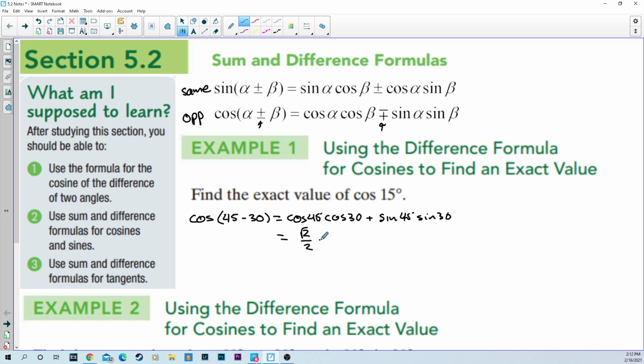Cosine of 45 is square root of 2 over 2. Cosine of 30 is square root of 3 over 2. Sine of 45 is square root of 2 over 2. And sine of 30 is 1/2. Now we have square root of 6 plus square root of 2 over 4 when we multiply and then add the tops and get the common denominator.